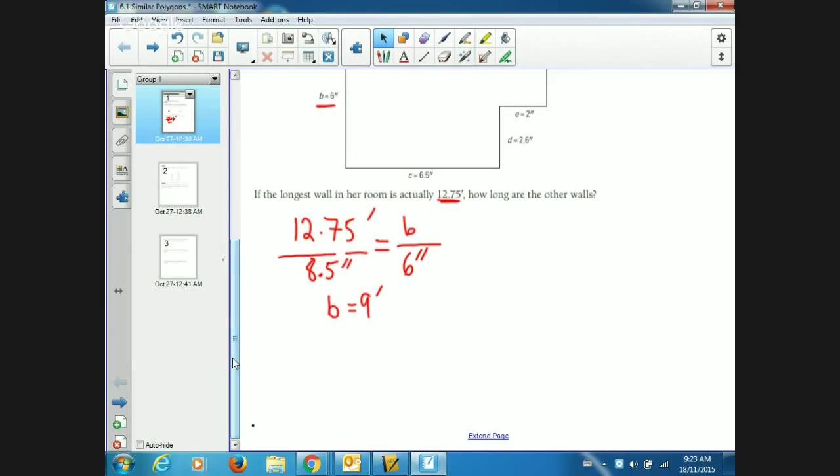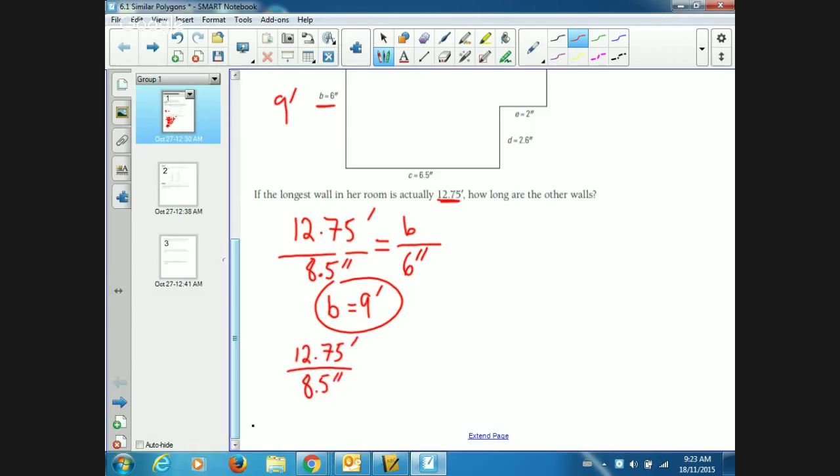Now that's the same proportion you're going to use for all of them on the left-hand side. So that's the first wall. This one's 9 feet in real life. To do any of the other walls, you'd set it up the same way. 12.75 feet over 8.5 inches is equal to, well, what's wall C in real life? 6.5 inches here. You cross multiply and solve the same thing. You do the same thing then for D, E, and F.